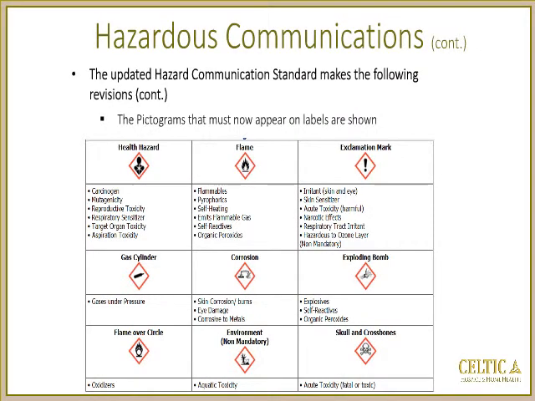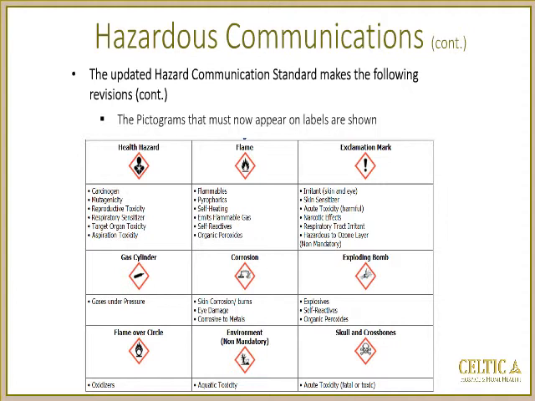As of June 1, 2015, the Hazard Communication Standard will require pictograms on labels to alert users of the chemical hazards to which they may be exposed. Each pictogram consists of a symbol on a white background, framed with a red border, and represents a distinct hazard or hazards. The pictogram on the label is determined by the chemical hazard classification.